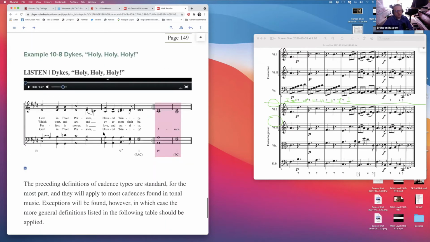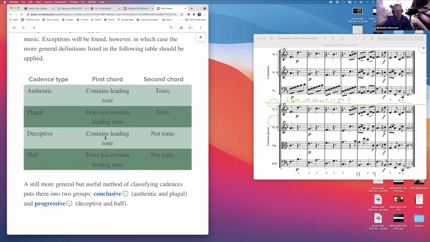Plagal cadence we talked about. There's your chart that I shared with you all on Instagram. Yeah, you should be following. All kinds of great info out there.